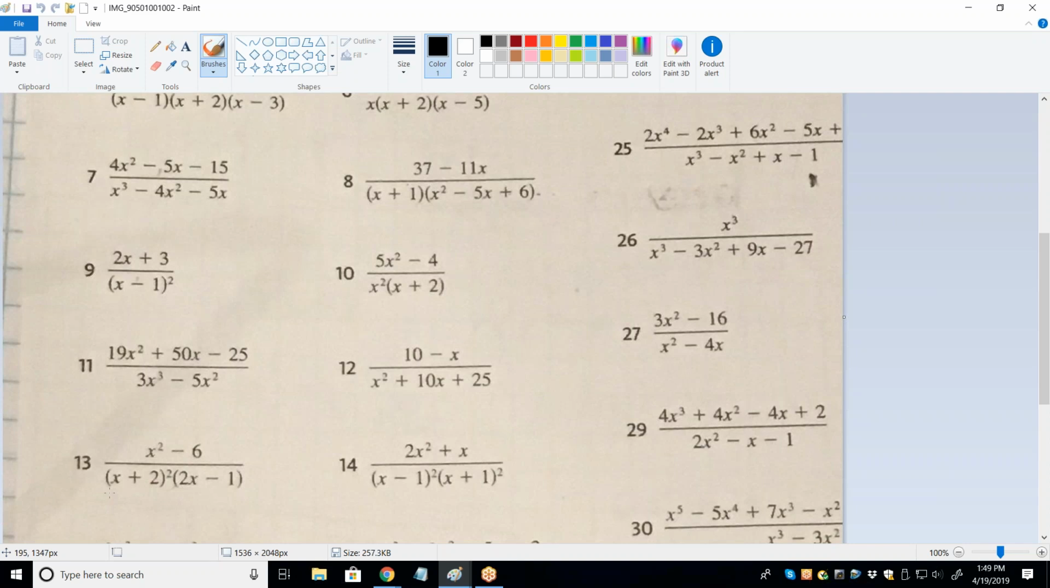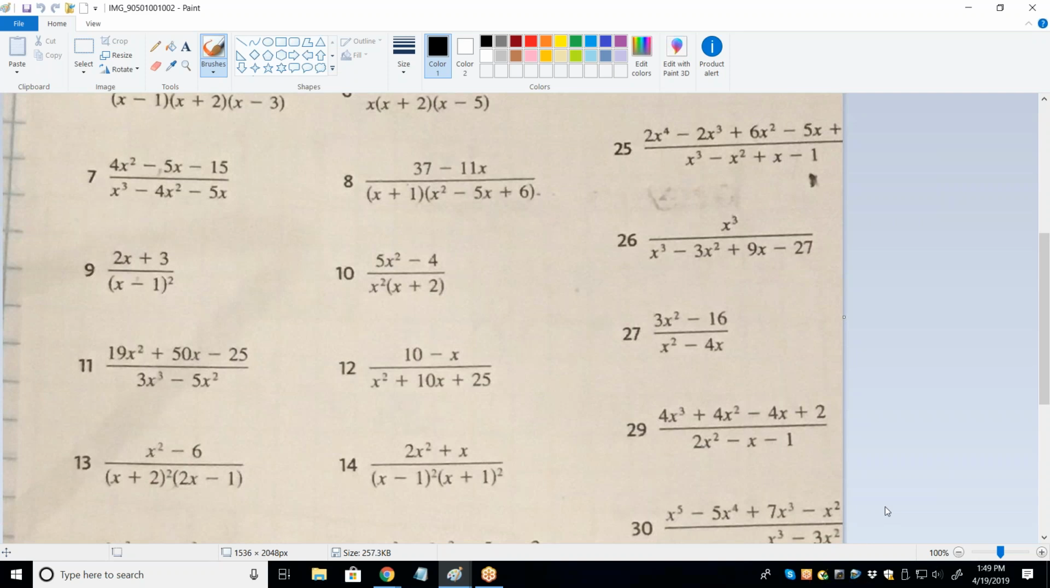You actually have a repeating. Now, hold on a second. Let me look at that again. Actually, 13 should be easy. That's x plus 2 times x plus 2 times 2x minus 1. So you're going to have an A, a B, and a C. It's only when you get to 14 that you have an A, a B, and a CX.